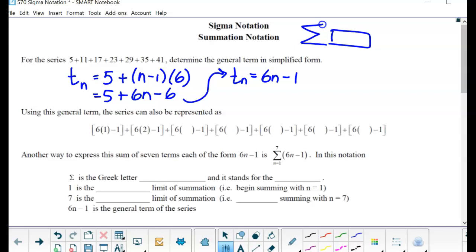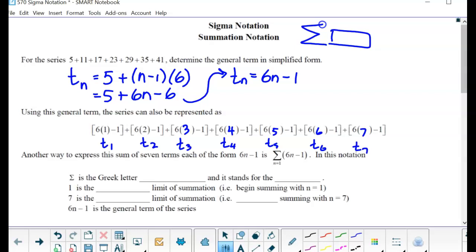Okay, now what we've done here is shown a bunch of terms for you. So take a look. This is 6 times 1 minus 1. This is 6 times 2 minus 1. So this is term 1. This is term 2. This would be term 3. This would be term 4. This would be term 5. Term 6. Term 7. Okay?